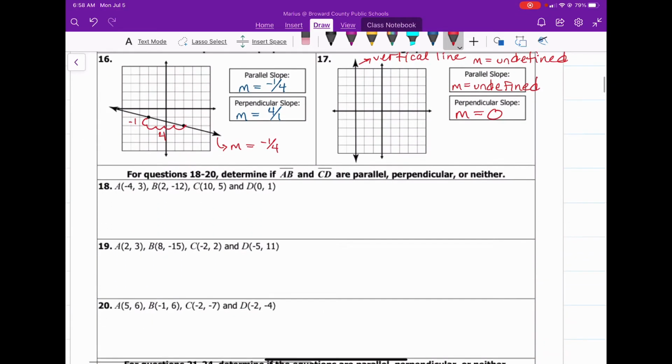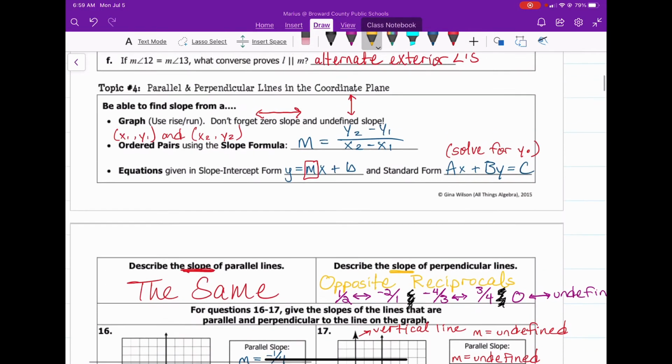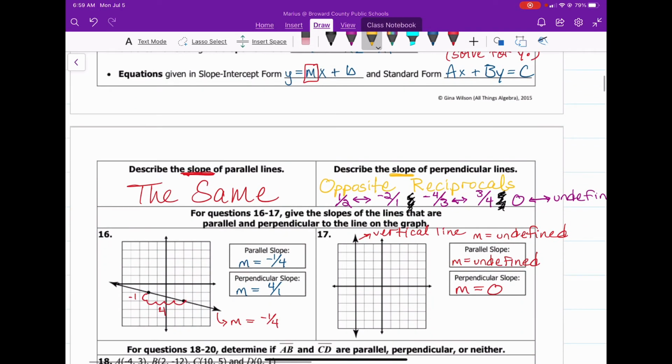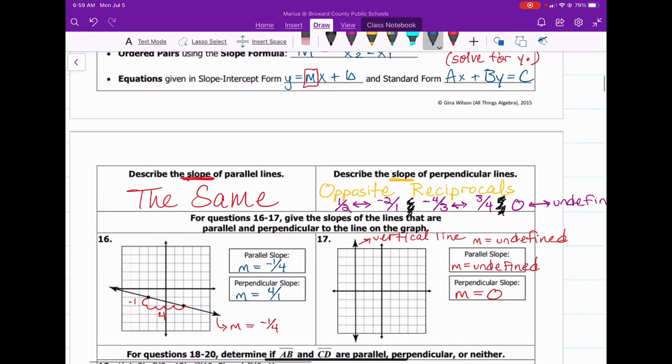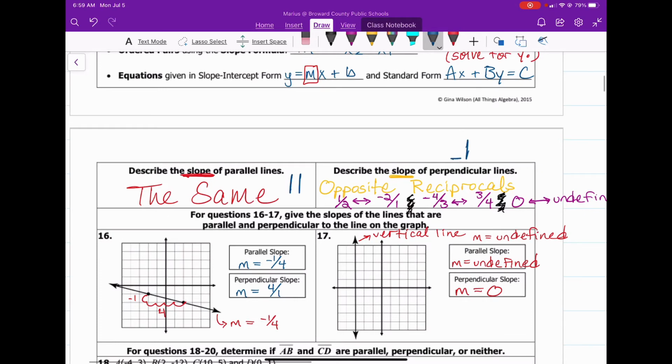Numbers 18 through 20, we're gonna have to use our slope formulas to figure out if line AB and line CD are parallel, perpendicular, or neither. Now, one thing I did not discuss were the symbols for parallel and perpendicular. For parallel lines, the symbol looks like two lowercase L's next to each other. And for perpendicular lines, it's an upside down capital T.